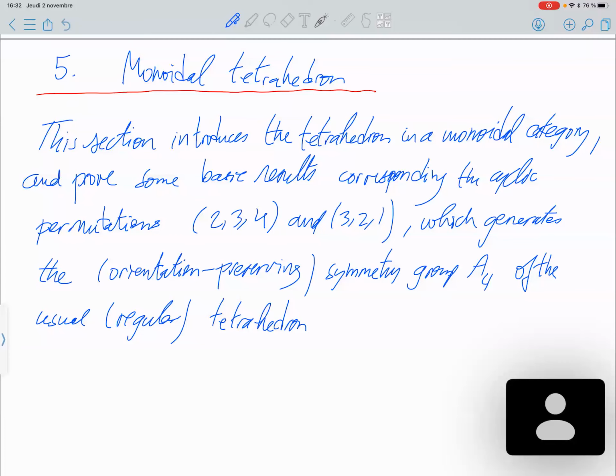Even, I guess, in 3D. Symmetric group. So this section proves some basic result. Okay.